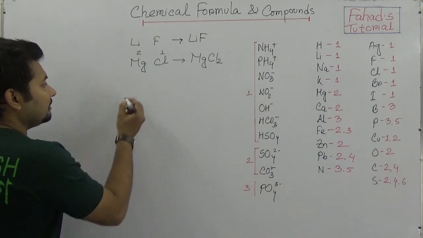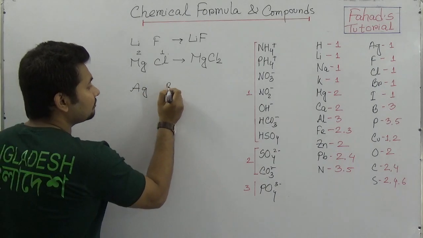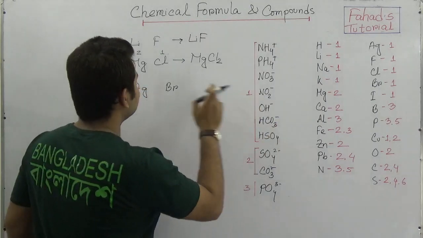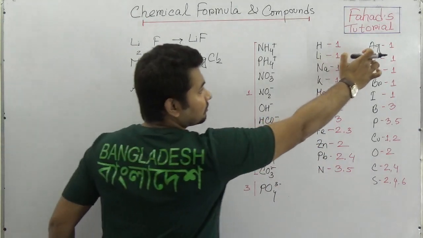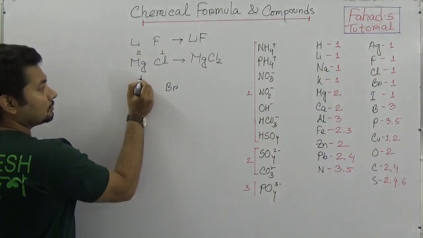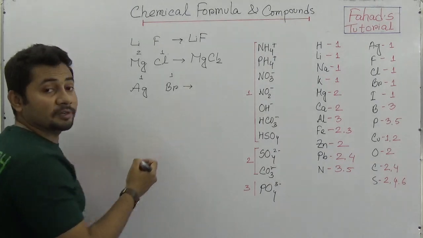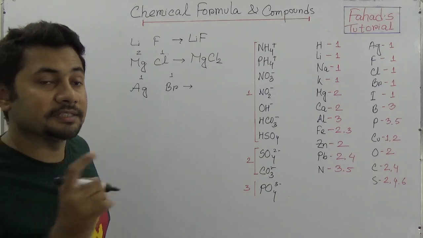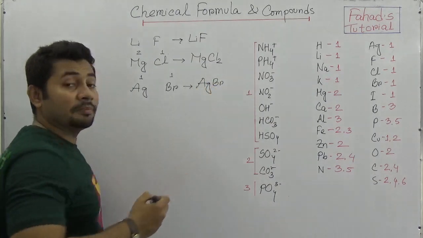Or even if you say this is silver and this is bromine, then the valency of silver is 1. What is silver? Yeah, silver is 1. Then we can say this is 1 and bromine is 1. So the compound would be silver bromide.